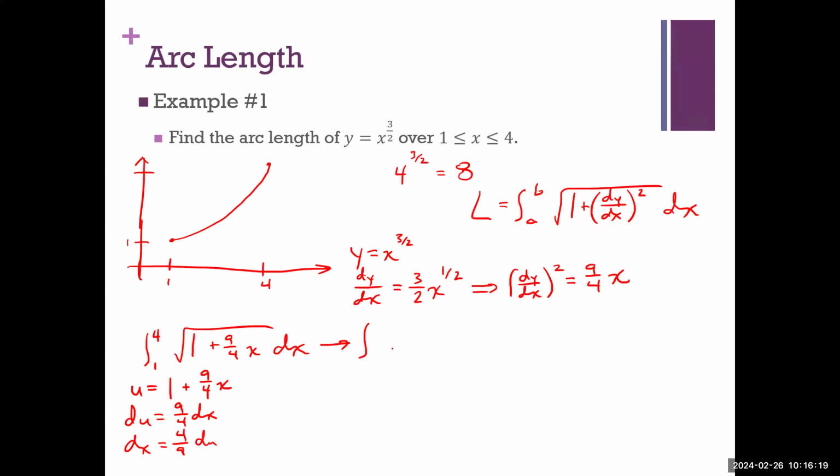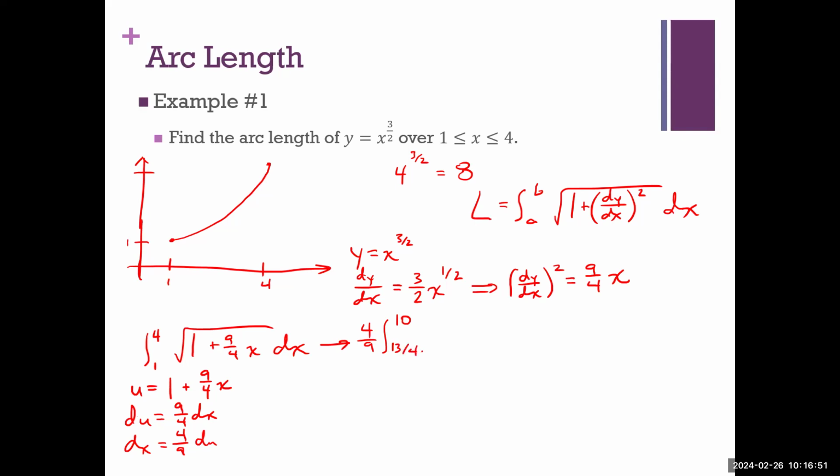Or more importantly, can we find them out? So we know that u equals 1 plus 9/4 x. So if you plug in 1 and 4, we should be able to get some new bounds. I think the upper bound is a little easier to get. That should be 10. What should the lower bound be?